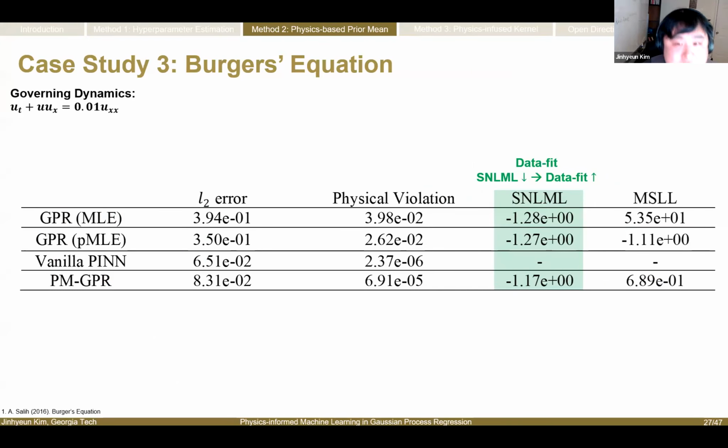Here we can also see the lower negative log marginal likelihood for the MLE and PMLE, and for the PMGPR, we are sacrificing the data fit because we have a high value. It may reduce the overfitting problems in this case.